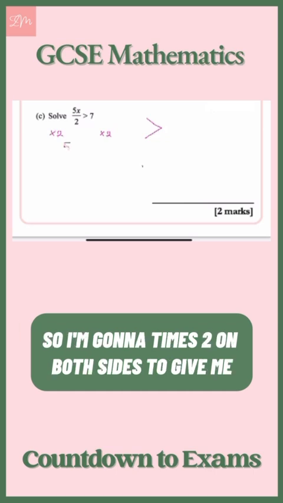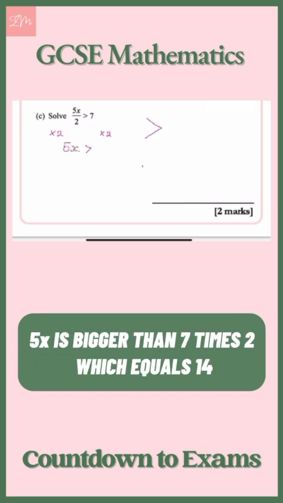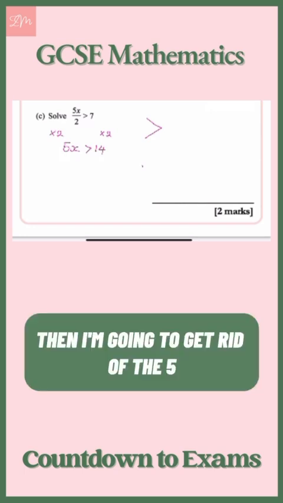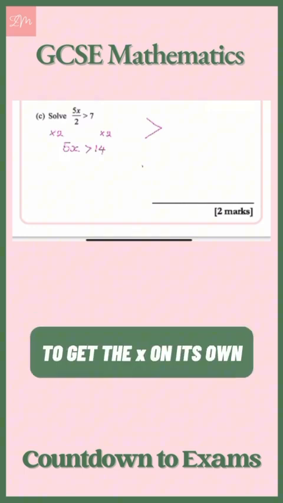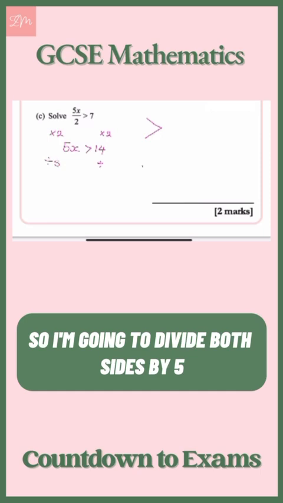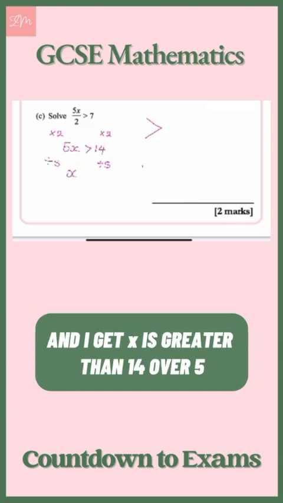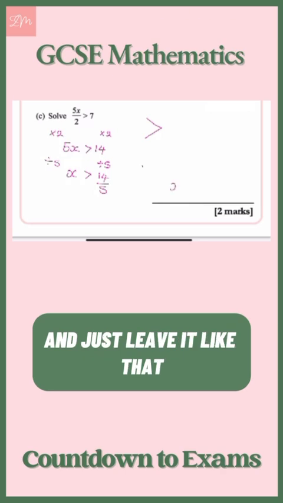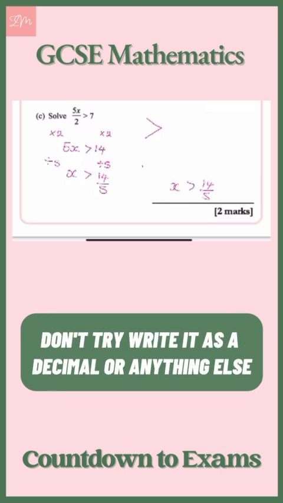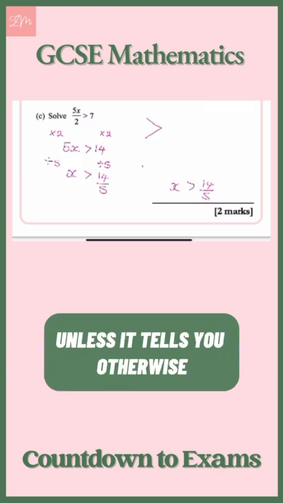So I'm going to times 2 on both sides to give me 5x is bigger than 7 times 2, 14. Then I'm going to get rid of the 5 to get the x on its own. So I'm going to divide both sides by 5. And I get x is greater than 14 over 5. And just leave it like that. Don't try write it as a decimal or anything else unless it tells you otherwise.